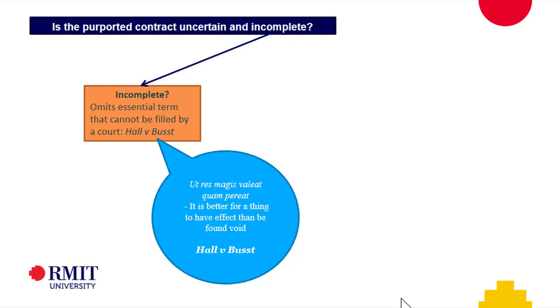So, in Hall and Busst, which is the key case here, we have this Latin expression. Do remember that we use Latin when the idea is particularly clear in English, I think. So the Latin is ut res magis valeat quam pereat. It's better for a thing to have effect than to be found void.